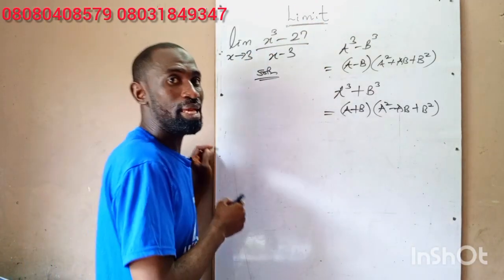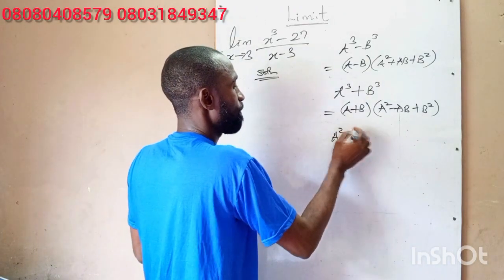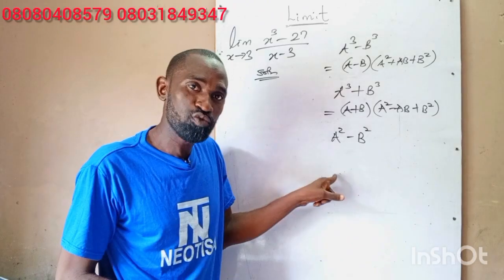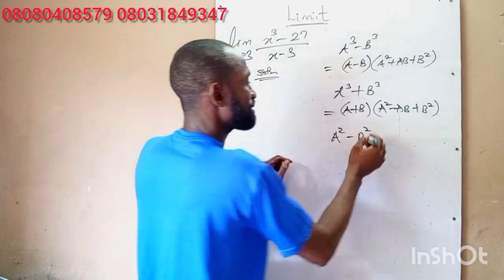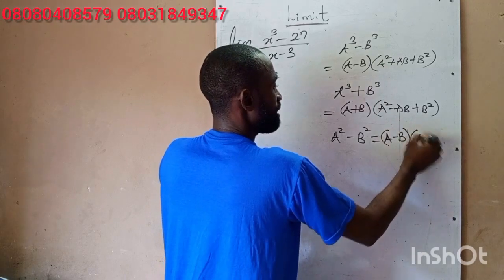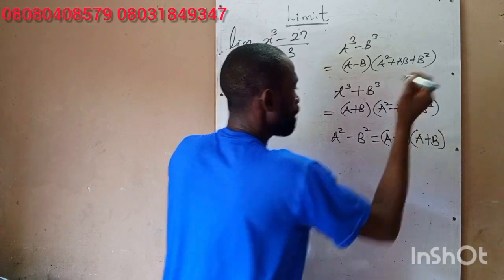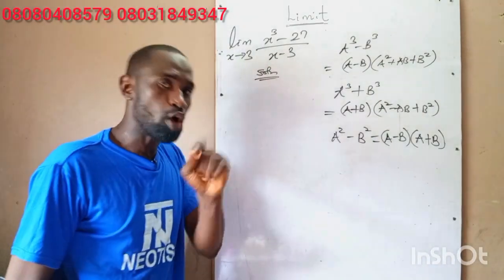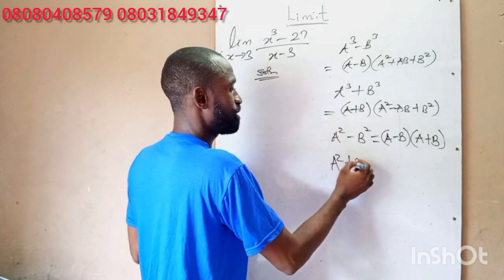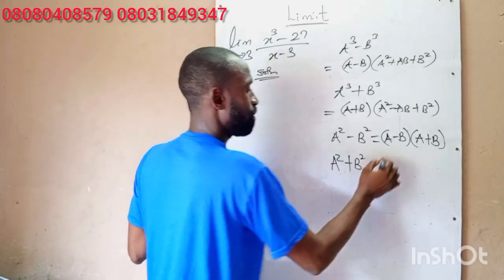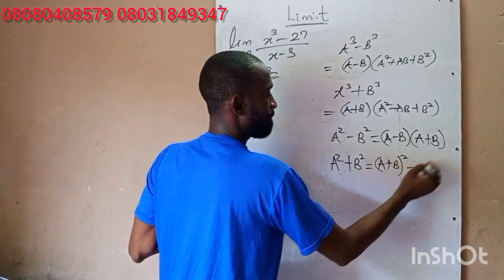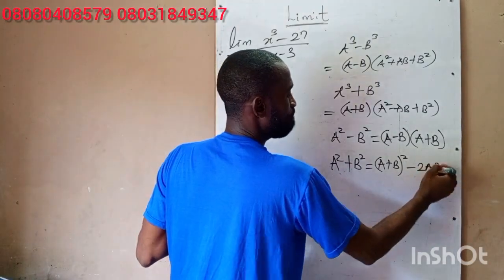What about if it is now squared? If I have a squared minus b squared, this is what we call difference of two squares. Are you with me? Our answer here will be a minus b in one bracket, then a plus b in the other bracket. What if now it is the sum of two squares? If I have a squared plus b squared, our answer here will be a plus b all squared minus 2ab.